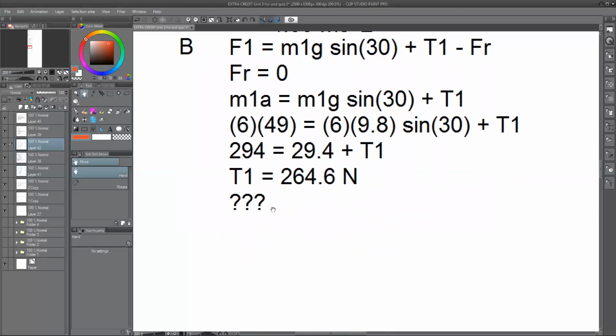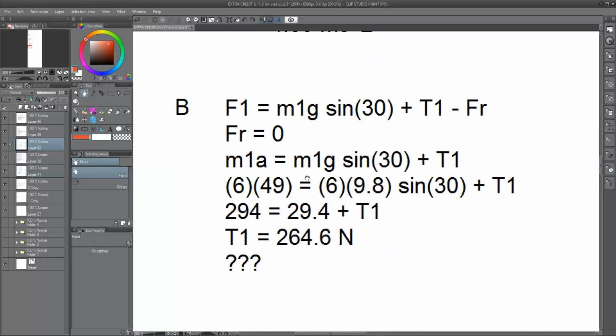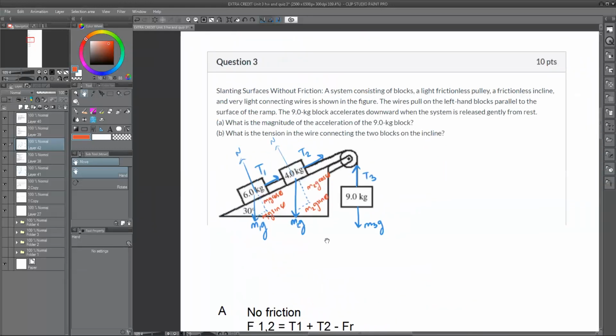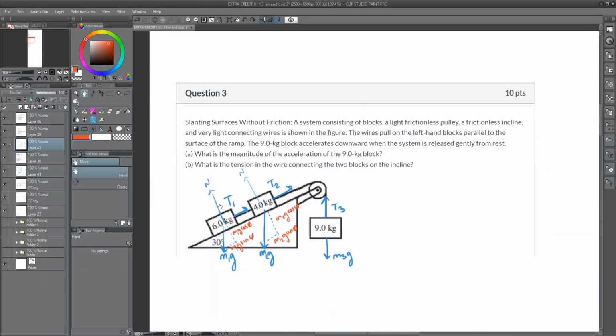I don't think I got this right. I don't think I got this question fully correct, but this is my process. I hope it's at least a little bit correct.